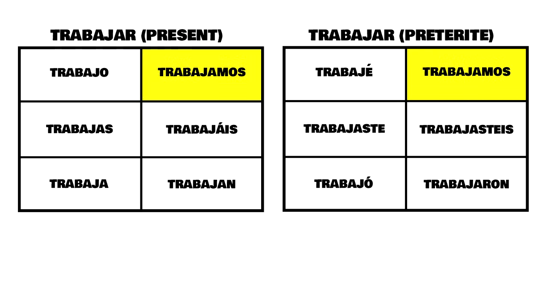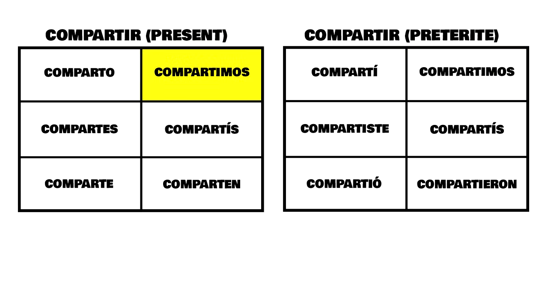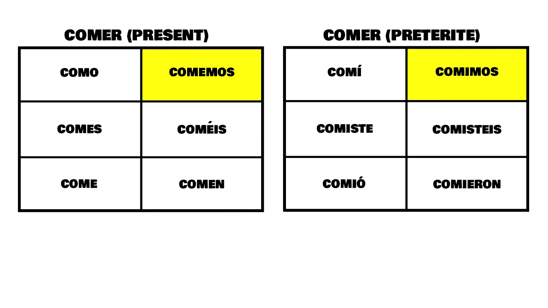Remember, for AR verbs, you can't see the difference. We work is trabajamos, we worked is trabajamos. Same with IR verbs. We share is compartimos, we shared is compartimos. But now with ER verbs, because they borrow the IR endings in the preterite tense, you can clearly see the difference. We eat is comemos, we ate is comimos. Got this?